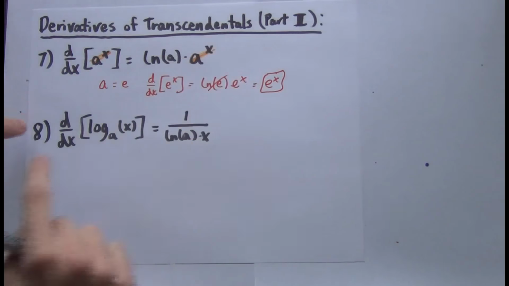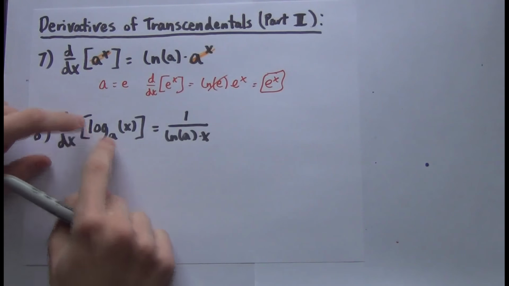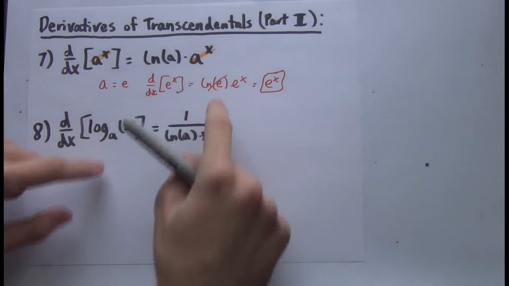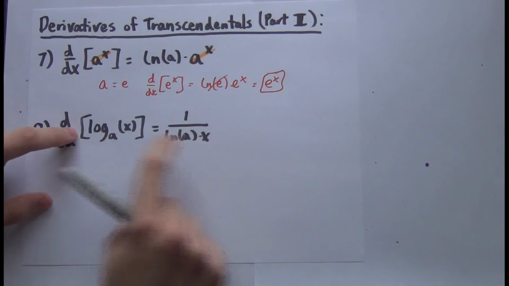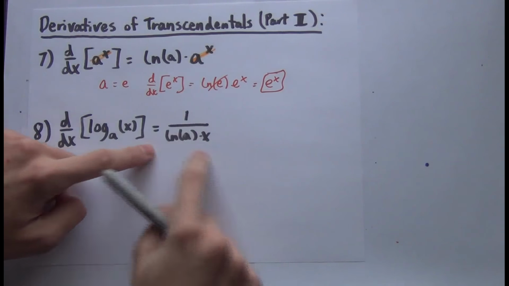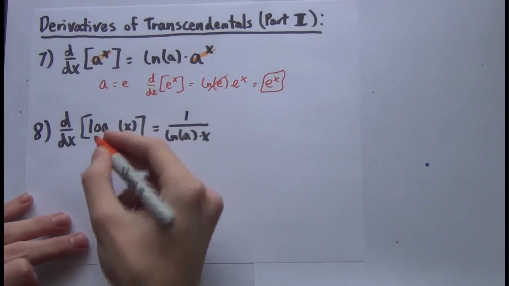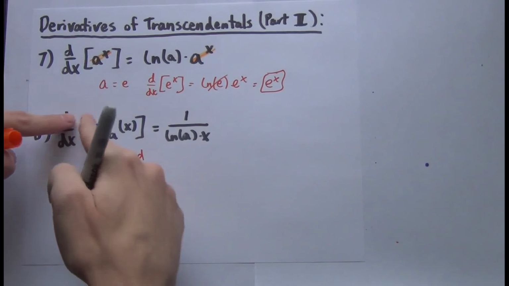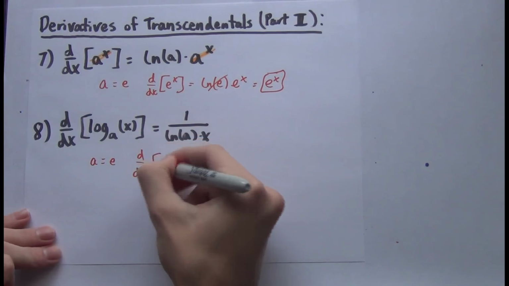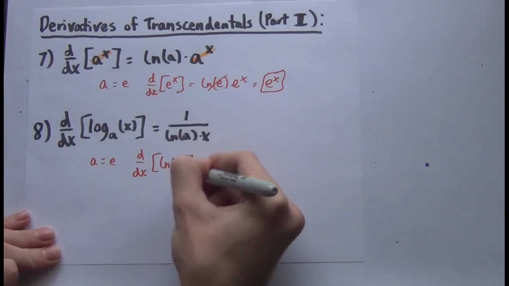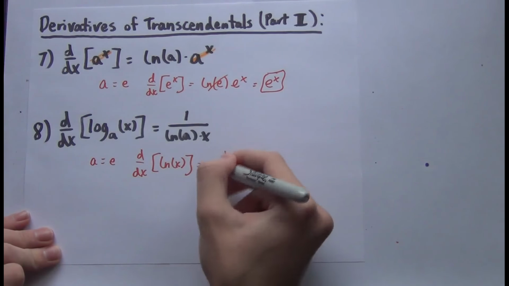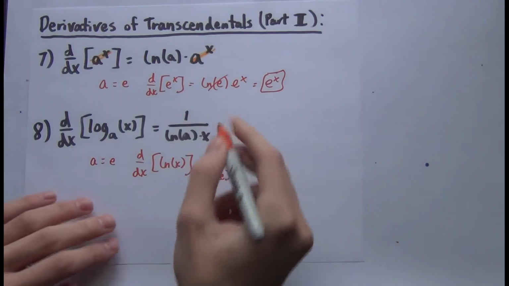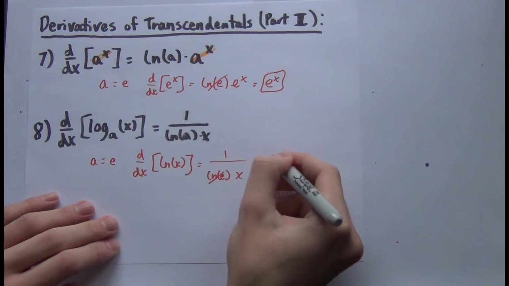And I can do the same thing with number 8 right here. If I take the log with base a of x, I'm kind of doing the same thing. I'm getting 1 divided by x, but I have to multiply it by 1 divided by the natural log of a. So if a equaled e again, I'm taking the derivative of log base e, which is the natural log of x, which is 1 divided by the natural log of e times x. Well, again, the natural log of e is just 1, so this evaluates to 1 over x.